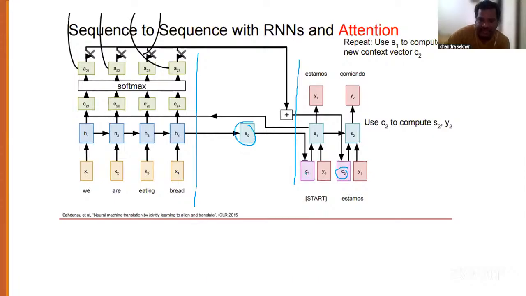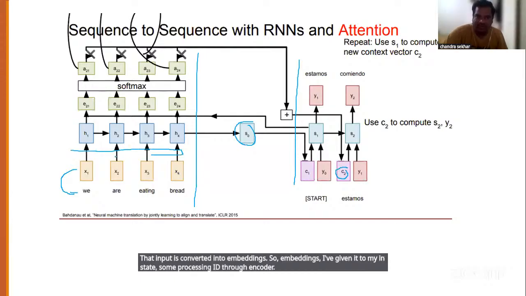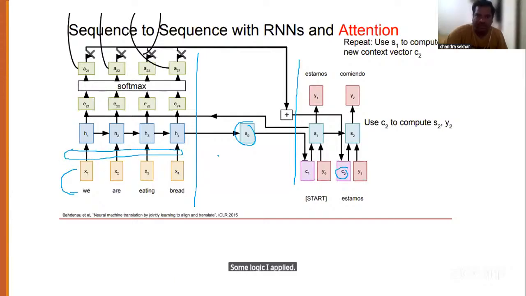How are we getting this context vector? See here. This is my input. That input is converted into embeddings. The embeddings I give to my hidden state. Some processing I did through the encoder, some logic I applied in the encoder, and I got a hidden state. Similarly for the second hidden state. So 4 hidden states are available to me.